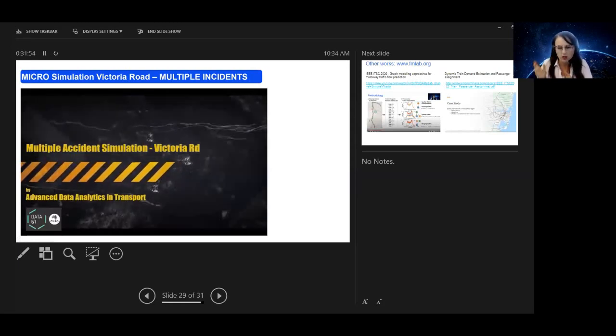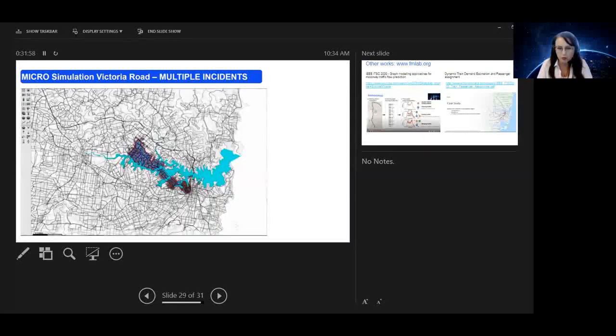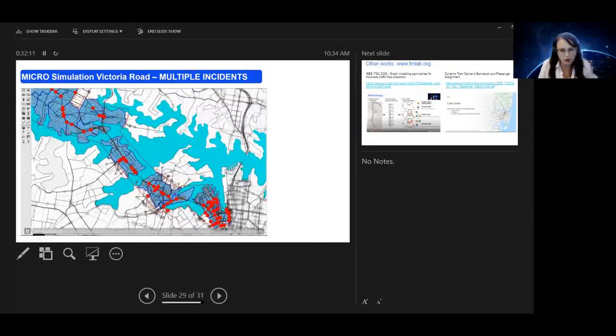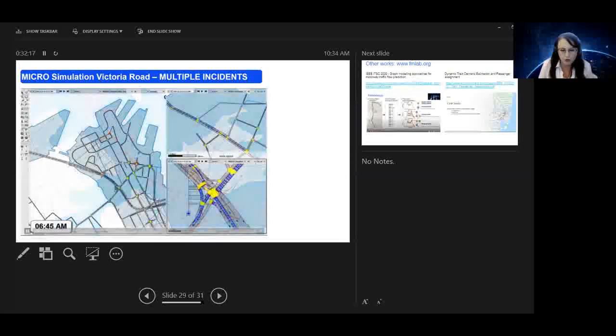So this is the same area that I have been working on previously, and we built the traffic simulation model for this area. The same idea, we had to model the impact of incidents. So this is Pyrmont, Ryde, with all the traffic intersections that are signalized. And at 6:45 in the morning, you have regular traffic.